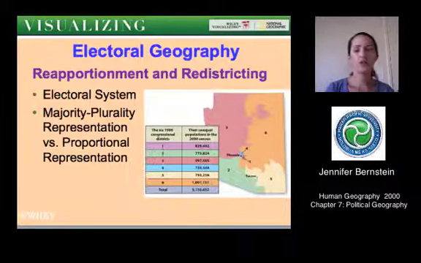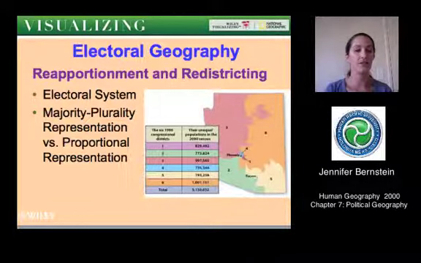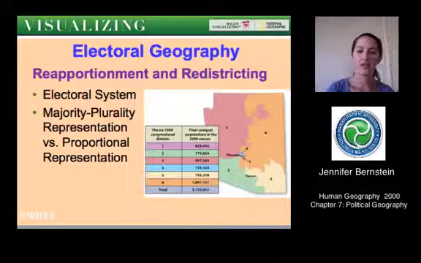So there are two main global electoral systems. The first is a majority plurality representation. Basically, this is the idea that the person who received the majority of the votes is elected and represents all voters in a district. Pretty straightforward, right? It's commonly associated with regions with two parties, like the United States.